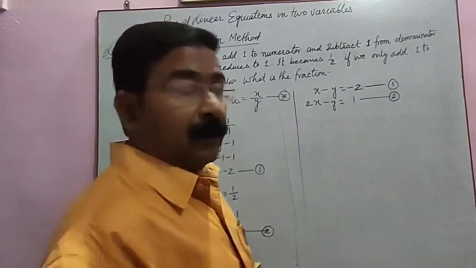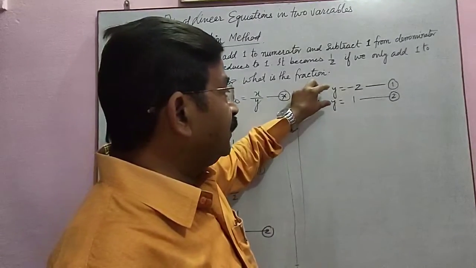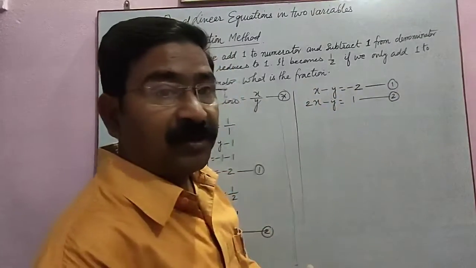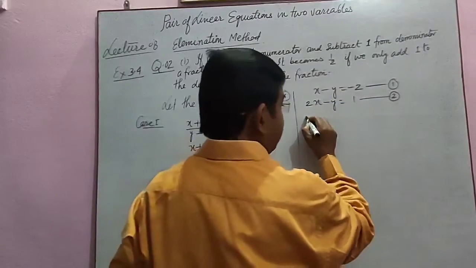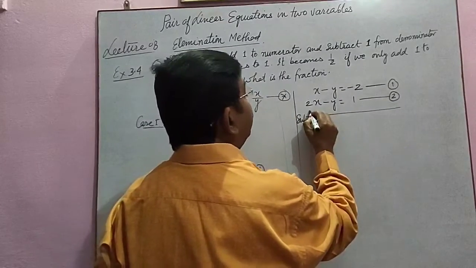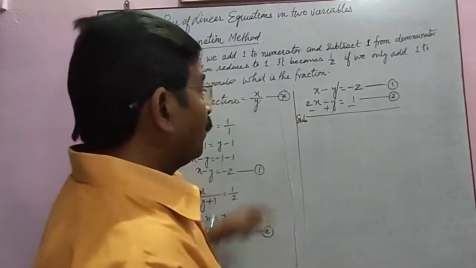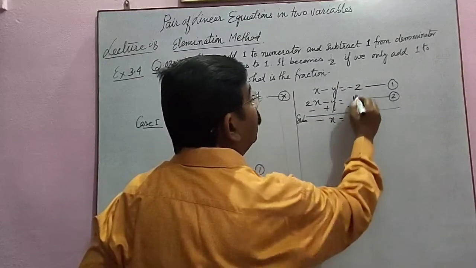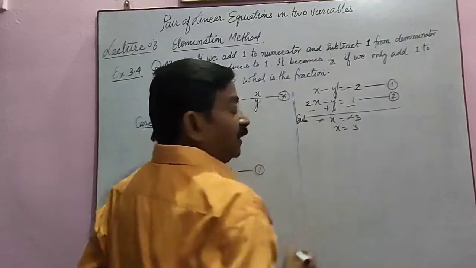What I told? For the elimination method, first we try to make the coefficients of a variable the same. Here we have y and y having the same coefficients with the same sign, so it can be eliminated. If the signs are the same, what to do? We subtract. So change the sign: minus, plus and minus. This will go. What we have? Minus 2x plus x, minus x is equal to minus 3. Minus and minus will go. x is equal to 3.